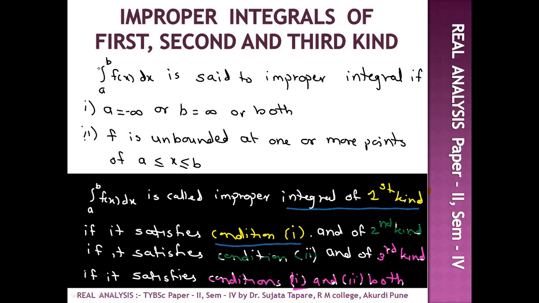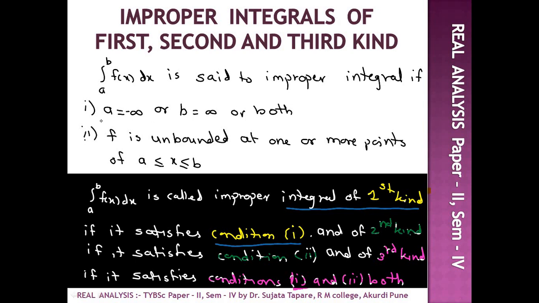Means at least one of the limits should be infinite, or both can be infinite. Both limits can be infinite. Or f is unbounded at least at one of the points of the closed interval [a, b]. Okay, then if any of the cases is satisfied, we say that it is an improper integral.